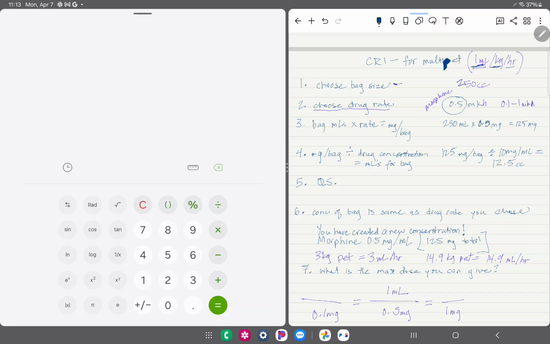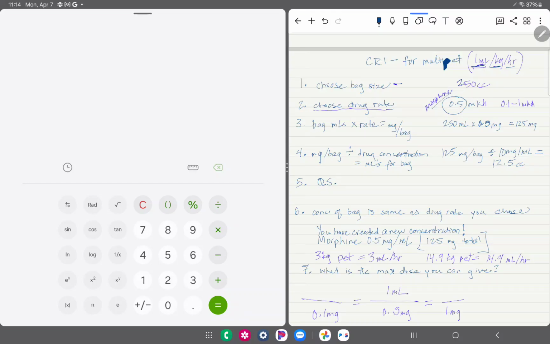Let's say it's just a small 250, because you're not going to have terribly long surgeries, or maybe the longest surgery you have is 2 dentals, maybe 2 or 3 hours apiece, so you know this bag will last for your patients. Then you're going to choose your drug rate.